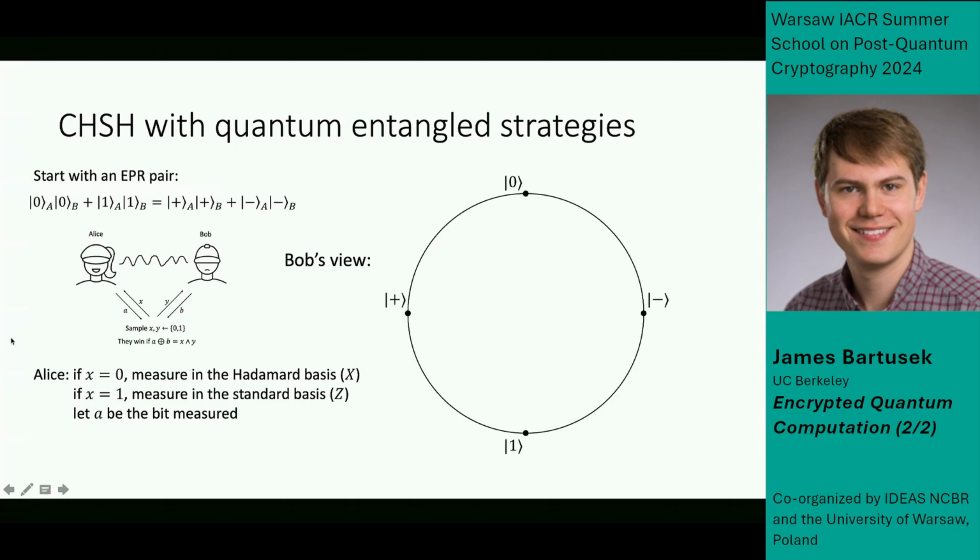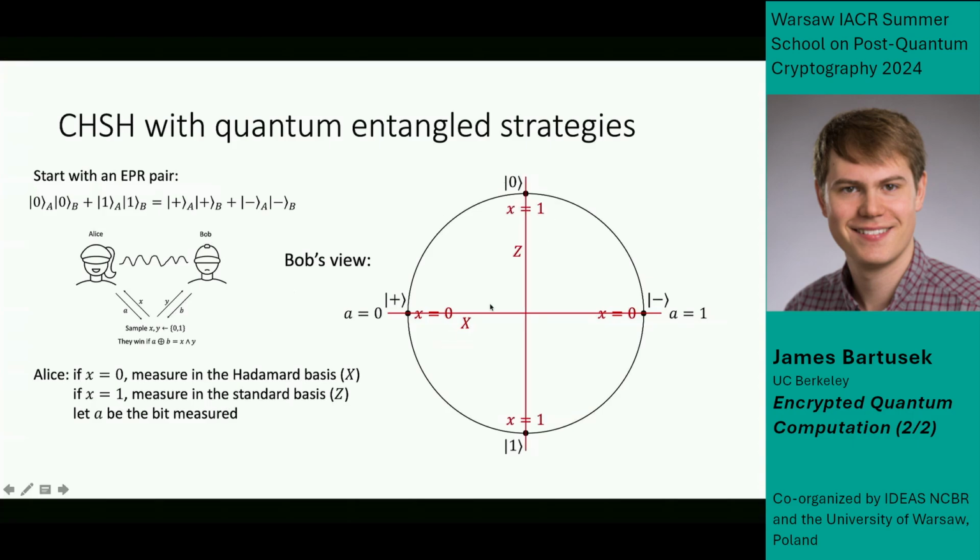So here's Bob's view. His state, his half of the EPR pair, has collapsed into one of four possibilities. If Alice's question was 0, she measured her state in the Hadamard basis. If she got the outcome A equals 0, then her state collapsed to the plus state, which means Bob's state also collapsed to the plus state. So Bob has the plus state if X is 0 and A equals 0. On the other hand, Bob has the minus state if Alice got a 1 outcome. So if Alice's question was 0 and her answer was 1, then Bob's state has collapsed to the minus state.